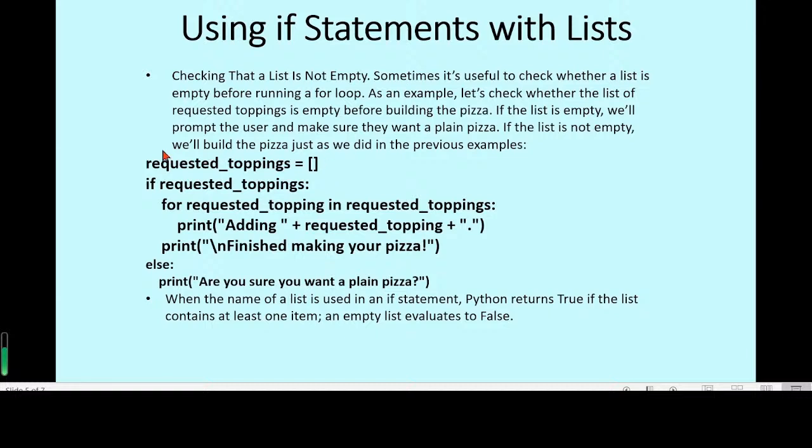So we first create an empty list for requested toppings. Next we will run if requested toppings, which means if requested toppings has at least one element and is not empty, then it will run the for loop. Else, if requested toppings is empty, we will run another message. So when the name of a list is used in an if statement, Python returns True if the list contains at least one item. An empty list will evaluate to False in this conditional test.